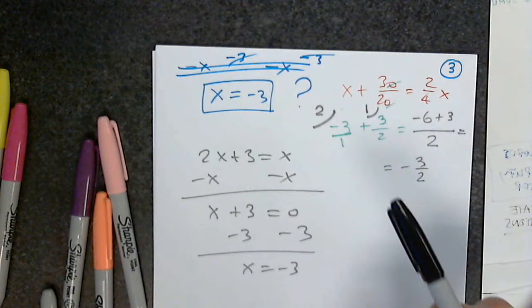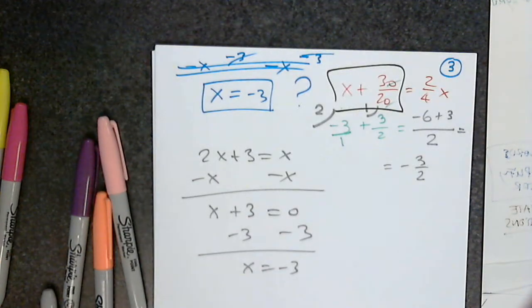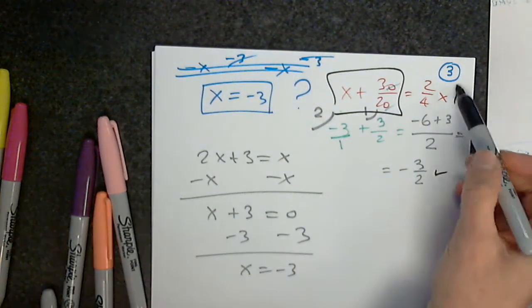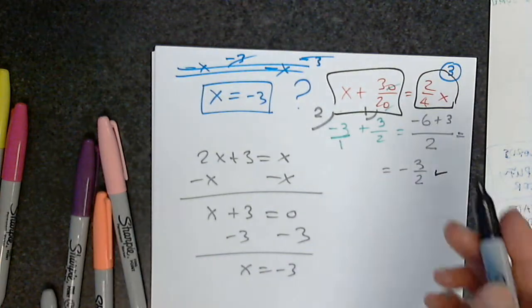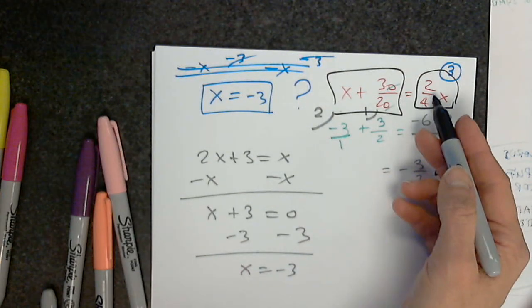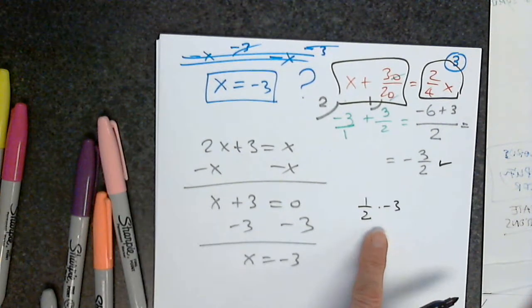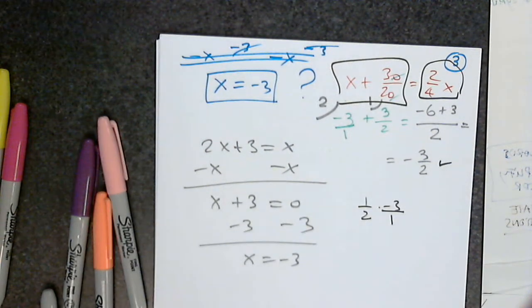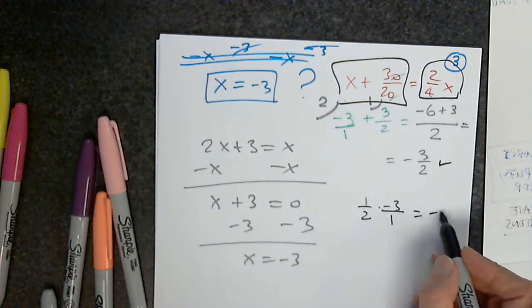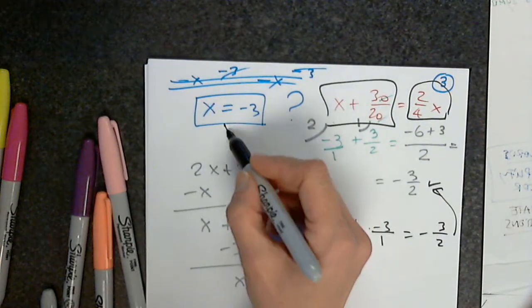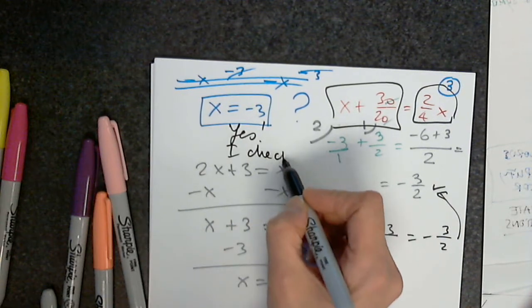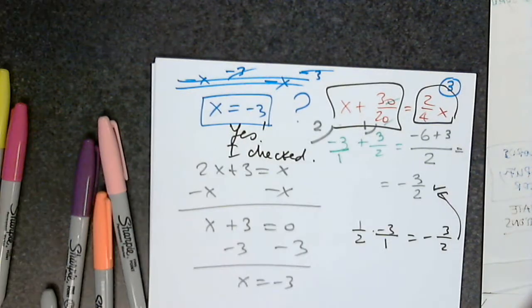Okay, so we are here. We still have this side as being -3/2, but we don't know if this side is -3/2 just yet. So I have 2/4, which is 1/2, multiplied by -3. This is wrong. I have to either put it like this or put it in parentheses. So it's indeed -3/2, the same thing, so I'm going to say yes. I checked. It works. I took -3, put it back in both sides of the equation, and got the same number. It's the only solution, the only number that will make both sides be the same. You cannot find another.